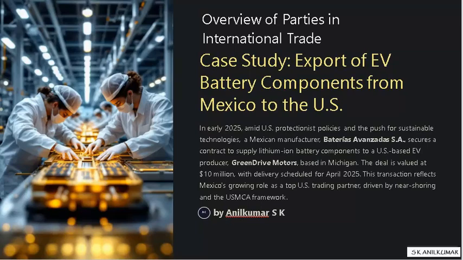The background is that maybe we are in 2025, amid US protectionist policies and a push for sustainable technology. The Mexican manufacturer Baterías Avanzadas is securing a contract to supply lithium-ion battery components to a US-based EV producer, maybe GreenDrive Motors. They are based in Michigan. The deal is valued at $10 million. Delivery is scheduled for April 25, and the transaction reflects Mexico's growing role as a top US trading partner, driven by nearshoring under the US-Mexico-Canada arrangement.